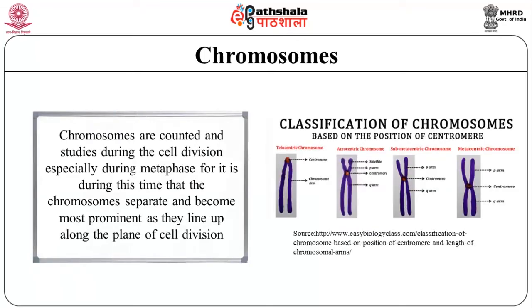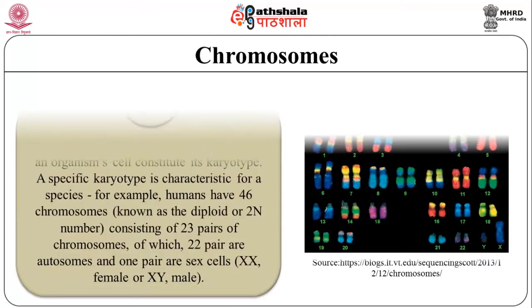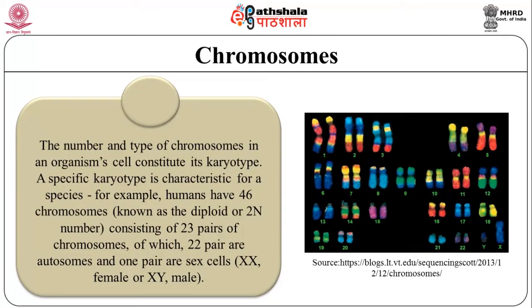Chromosomes are counted and studied during cell division, especially during the metaphase, for it is during this time that the chromosomes separate and become most prominent as they line up along the plane of cell division. The number and type of chromosomes in an organism's cell constitute its karyotype. A specific karyotype is characteristic for a species.